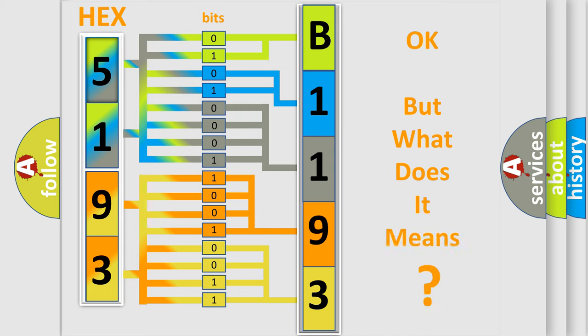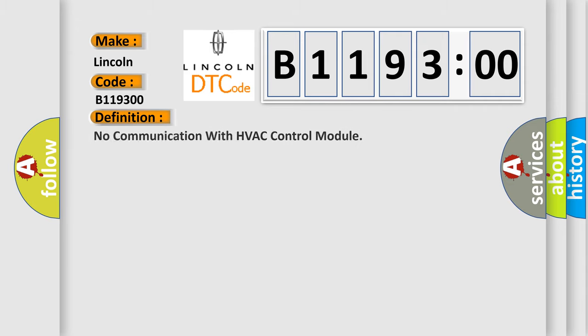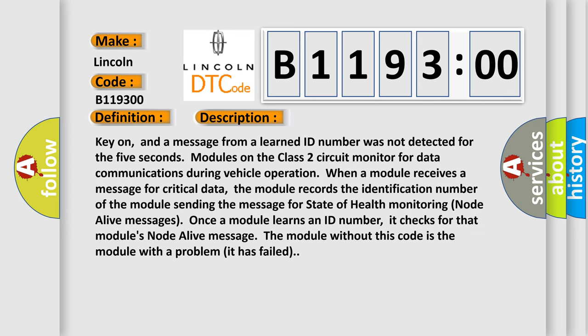The number itself does not make sense to us if we cannot assign information to what it actually expresses. So, what does the Diagnostic Trouble Code B1193-00 interpret specifically for Lincoln car manufacturers? The basic definition is no communication with HVAC control module. And now this is a short description of this DTC code.